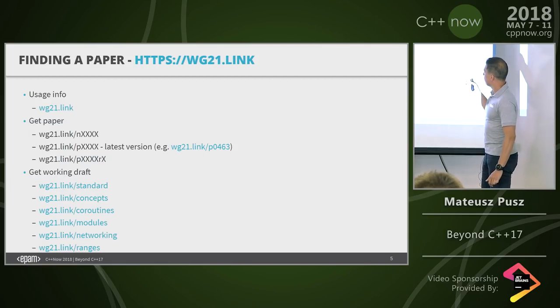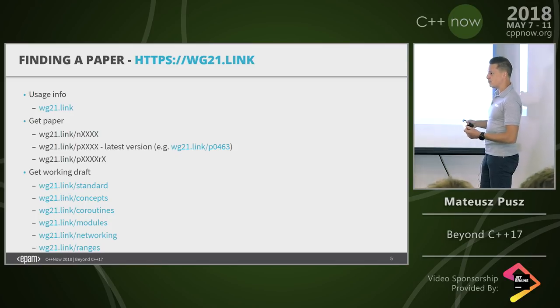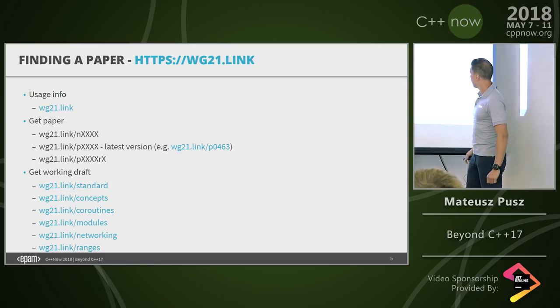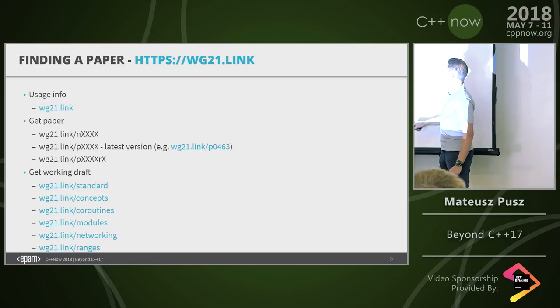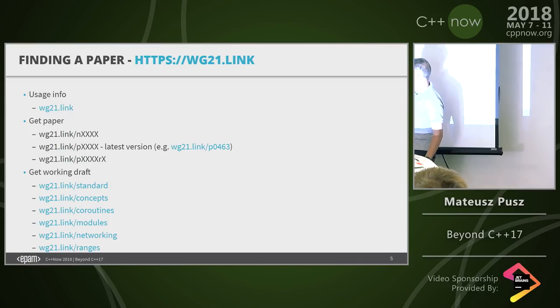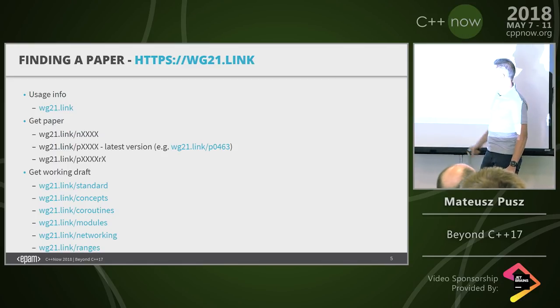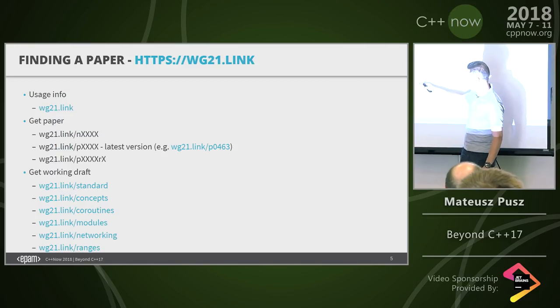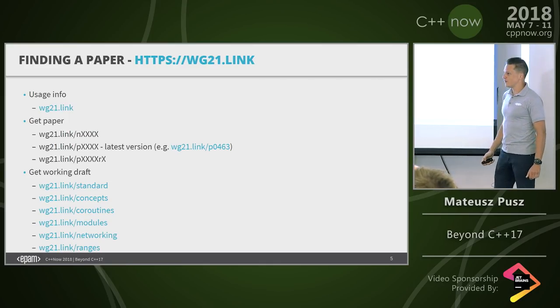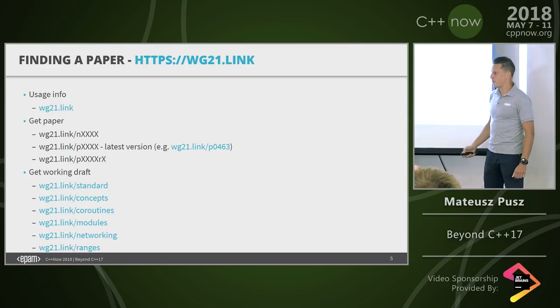Last thing before we go into the features. All features come from papers, as I said. If you would like to read more about specific features or you're interested in a specific subject, you can easily find all the papers that I will present with this hyperlink. You just provide a slash and the paper number or the revision, and you will find the exact paper. You can also always type things like standard concepts or basically any TS name, and you will find the latest draft of the document. So it's an easy way to find the latest version of the standard draft, for example.